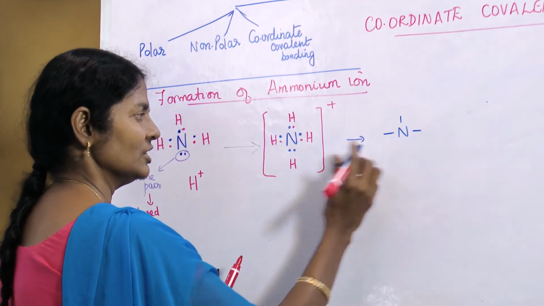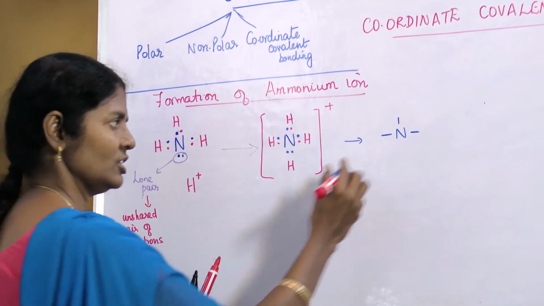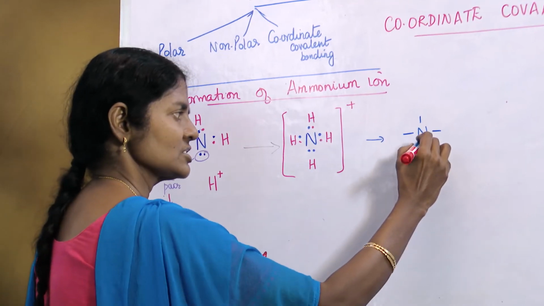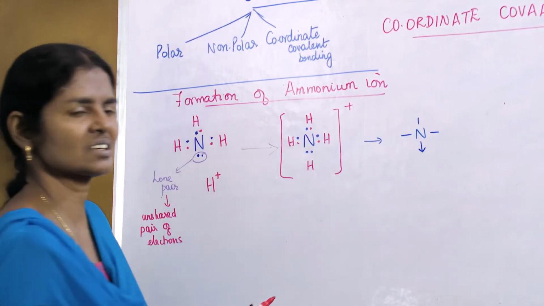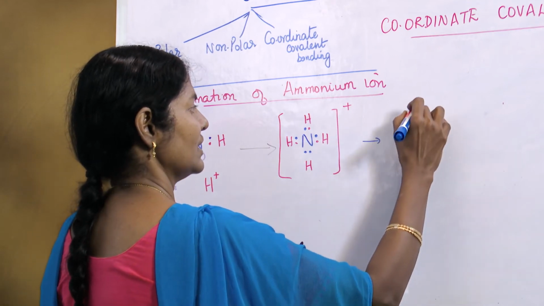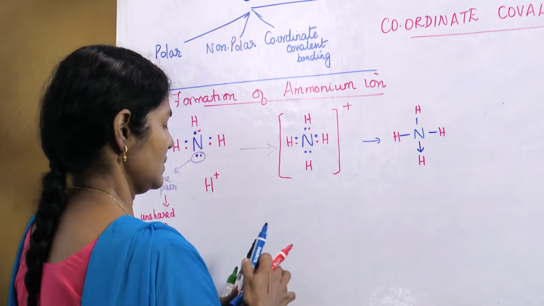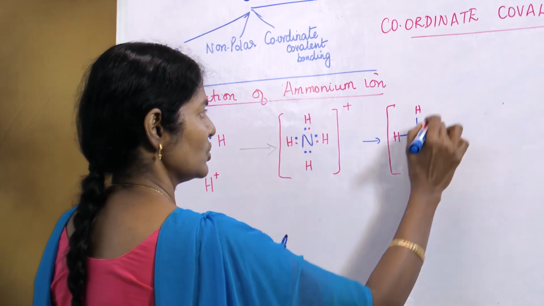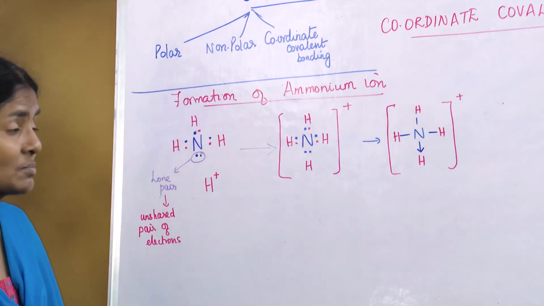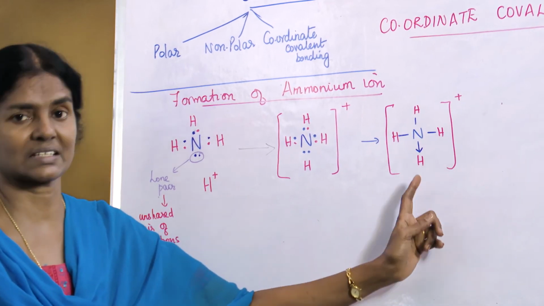But only here, because the sharing comes from one element only, and which is that element? It is nitrogen. So from nitrogen to hydrogen, we represent it by an arrow mark. Okay, then the other hydrogen atoms are written this way. But don't ever forget, don't miss that positive charge, because it is one positive charge in excess.